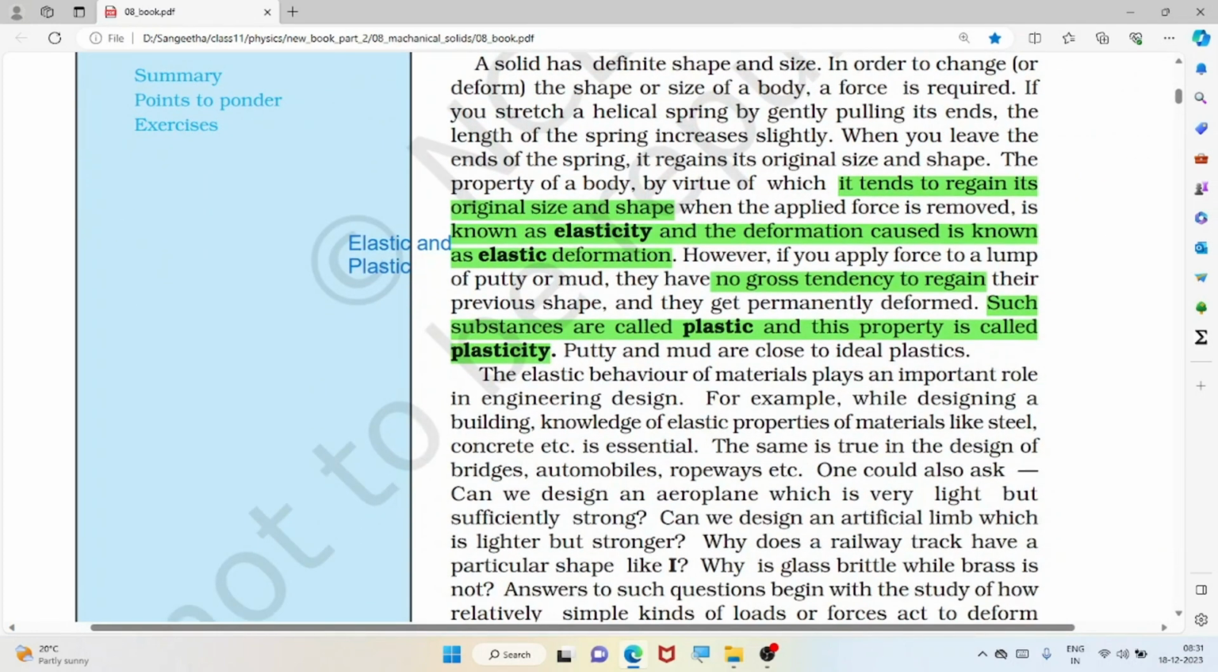Okay, what is elastic and plastic? If the material tends to regain its original shape and size when the applied force is removed, then it is called elasticity, and the deformation caused is known as elastic deformation. Plastic means the other way. There is no tendency to regain. It won't regain its original shape or size. That is the plastic. So that is the elastic and plastic difference.